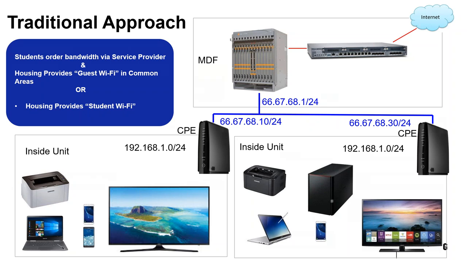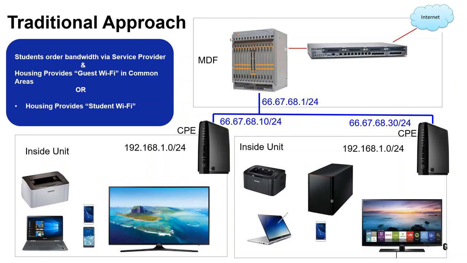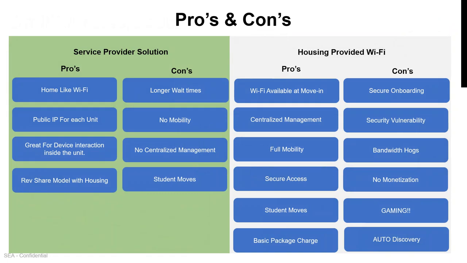So that being said, let's look at some of the pros and cons of both of these approaches. If we look at the service provider solution with the complimentary guest Wi-Fi that the housing provides, the pro here is a home-like Wi-Fi experience. Looking at this diagram, a CPE or modem comes in and is installed, and you have Wi-Fi and a private network of your own. You're able to easily communicate between the devices inside your unit, the way you do in your apartment or residence, in a residential type of scenario. That's a good experience, and there's nothing wrong with it.